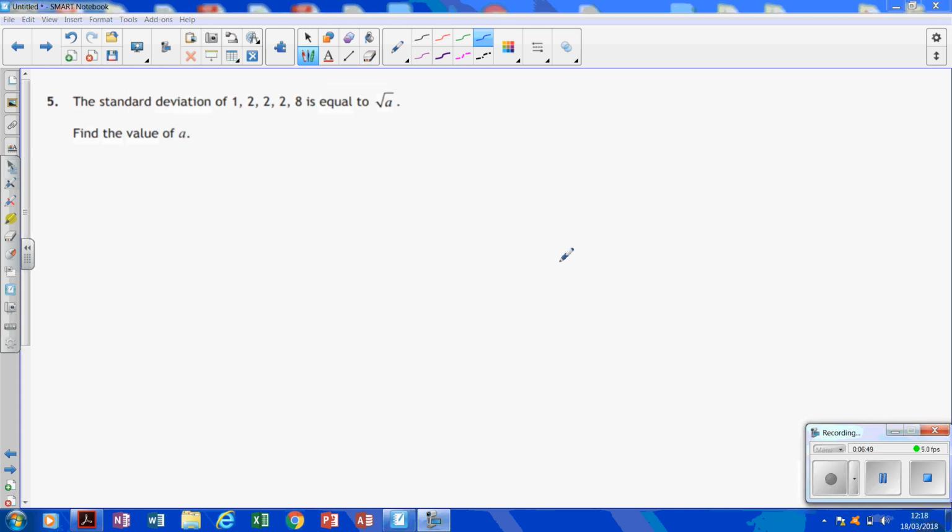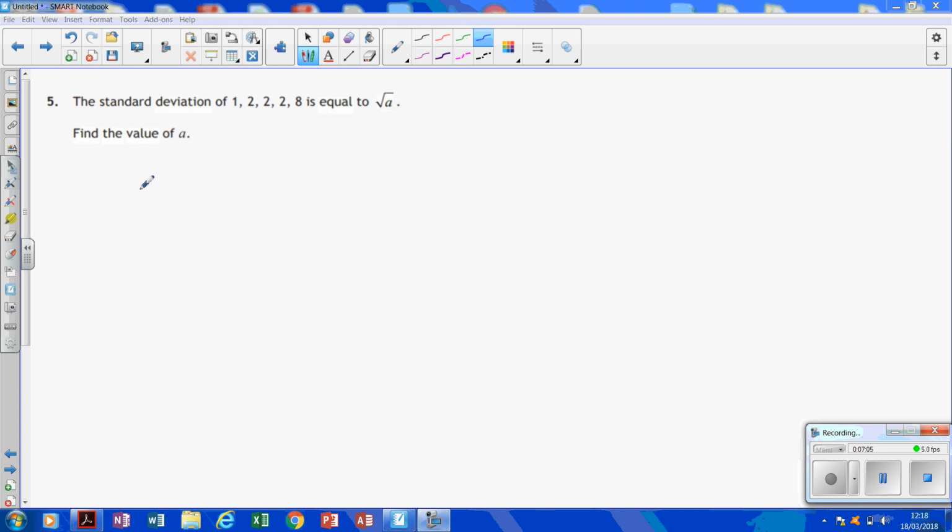Find the standard deviation of 1, 2, 2, 2, 8, and it's equal to the square root of a, and we have got to find the value of a. Right, more and more they're giving you this because it's a non-calculator paper and you're not expected to find the square roots of numbers, so they're leaving it as a square root.